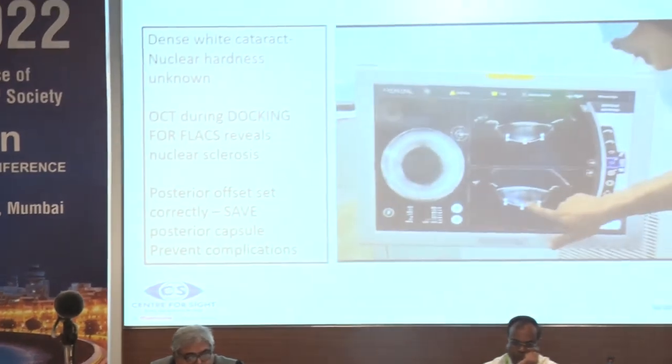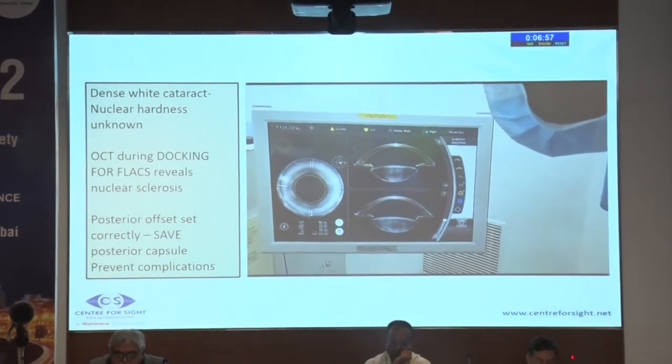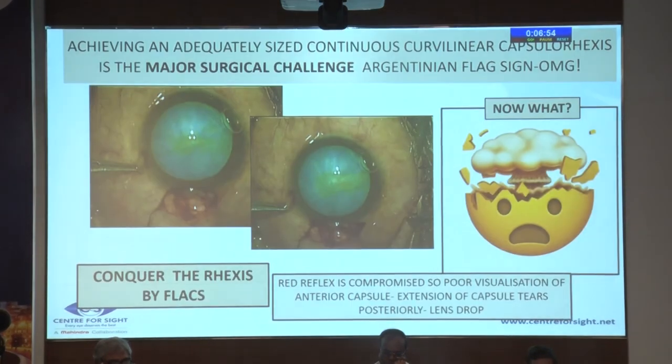So now you have a dense white cataract, no idea what the capsule or nuclear sclerosis is like. You've done your OCT, now your docking comes. Once you do a nice docking, what do you find? You can come to know by the OCT how hard your cataract is, right? And therefore, you are also able to lessen your adrenaline rush by putting the offset in the correct position. And so you have this docking, which gives you a lot more information. See, we have just reset the posterior offset, and we've come to know that this is not really a hard cataract. This is a young myope who came along to us with an absolutely white cataract.